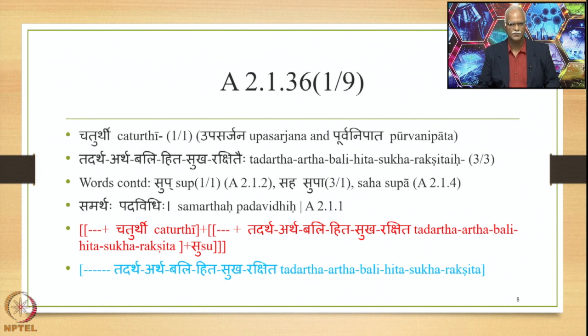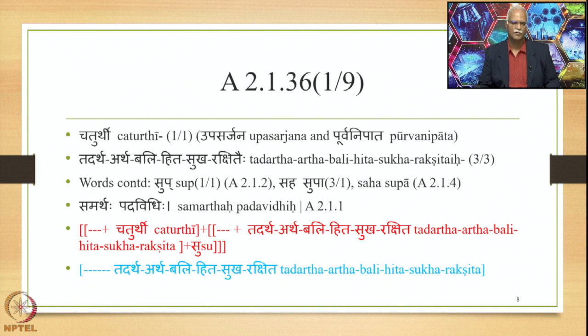The second word in the sutra is tadarthartha balihita sukha rakshitaihi. And the constituents of this big compound are tadartha, artha, bali, hita, sukha, and rakshita, rakshitaihi. This is 3/3, tritiya bahuvachana. So together with all these words, that is the meaning of this big compound. Words continued in the sutra are sup from 2.1.2, subhamantrite parangavat svare, sahasupa 3-1 from sahasupa 2.1.4. Of course, samartha padavidhihi is present in this entire section.